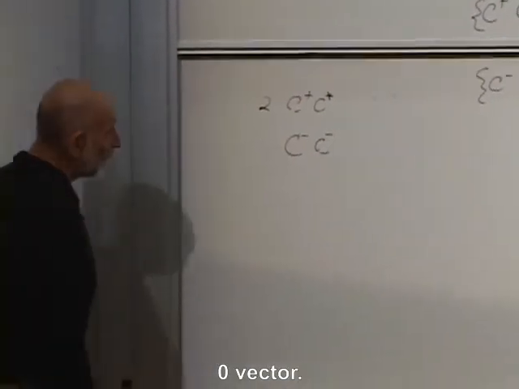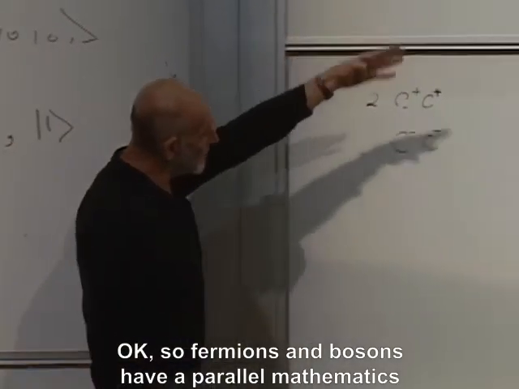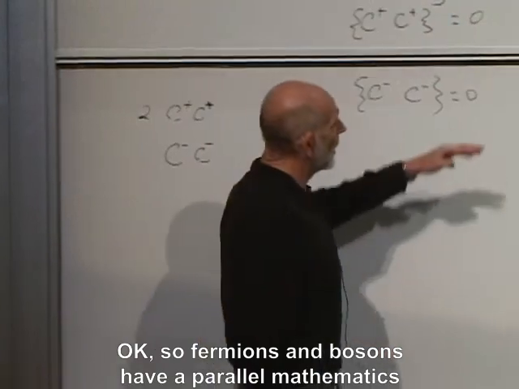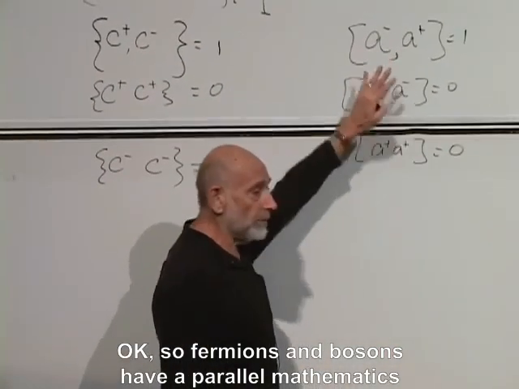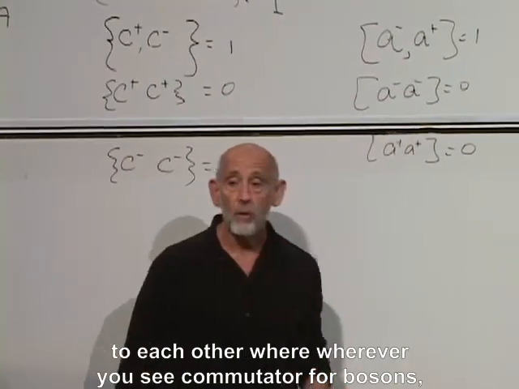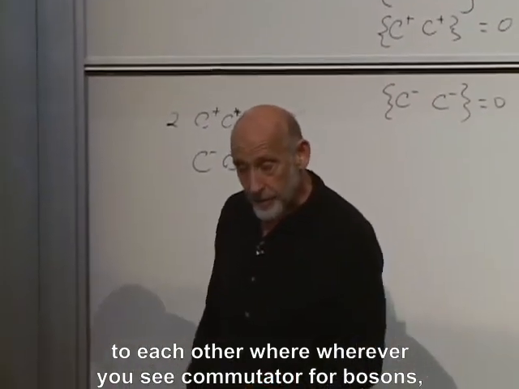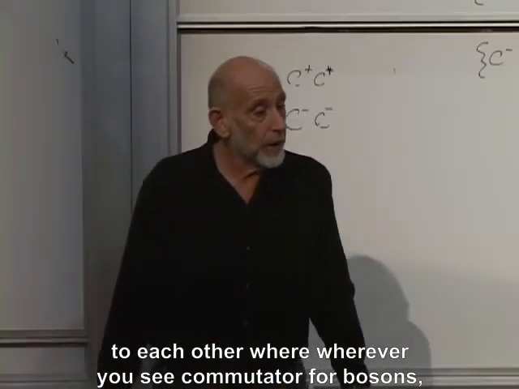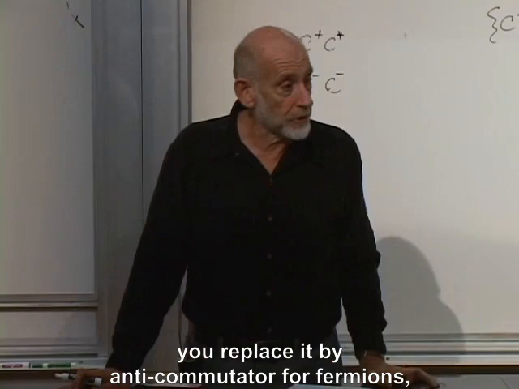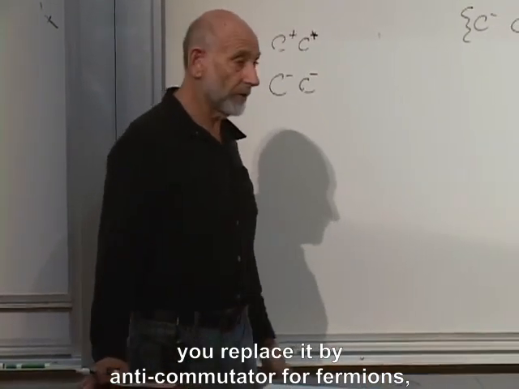Okay, so fermions and bosons have a parallel mathematics to each other, where wherever you see a commutator for bosons, you replace it by an anti-commutator for fermions.